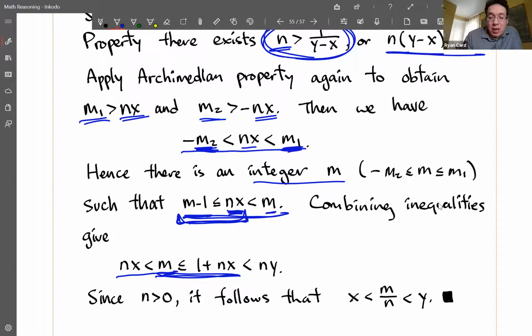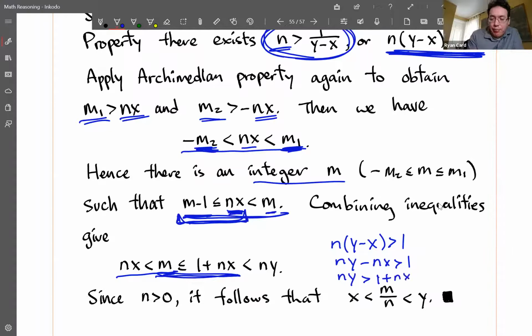And also from here, I'm going to use this inequality right here. So we have n times y minus x is greater than 1. That's the same thing as saying ny minus nx is greater than 1. It's the same as saying ny is greater than 1 plus nx. Okay. So this inequality right here is right here. So 1 plus nx is less than n times y.